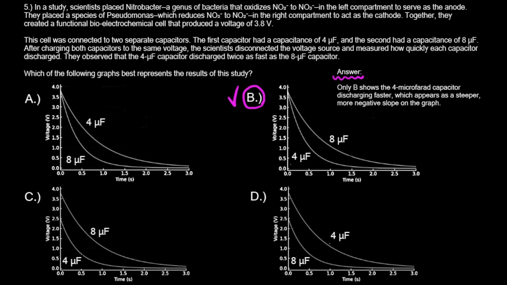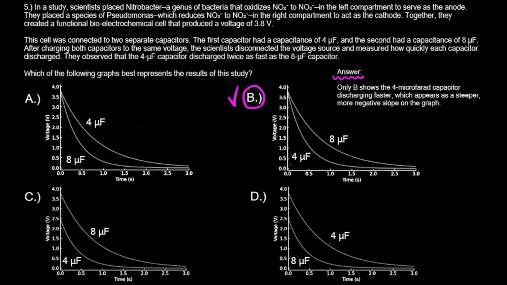First, what is this question asking us? It's asking us to identify the graph that best represents the result of the study. So, what is a key piece of information that will help us pick the correct answer? If you said the result of the study, you are absolutely right. Here's the only sentence you need to focus on. They observed that the 4 microfarad capacitor discharged twice as fast as the 8 microfarad capacitor. That's it. This is the critical sentence. Everything else in the question stem is just background detail meant to distract you.